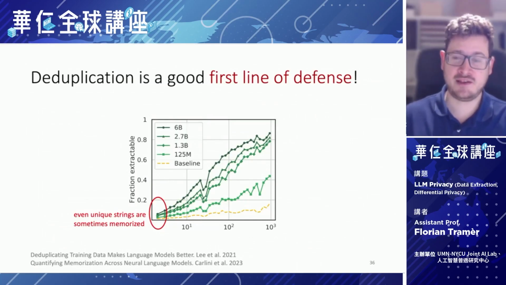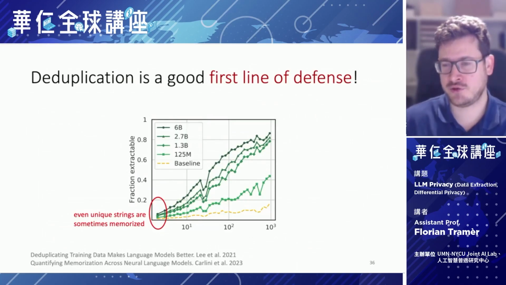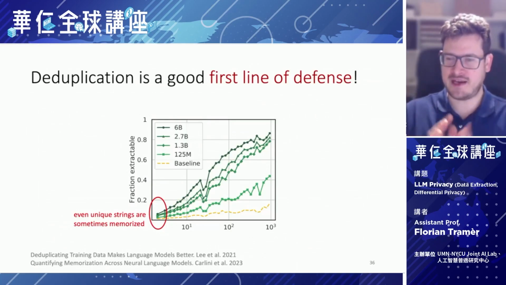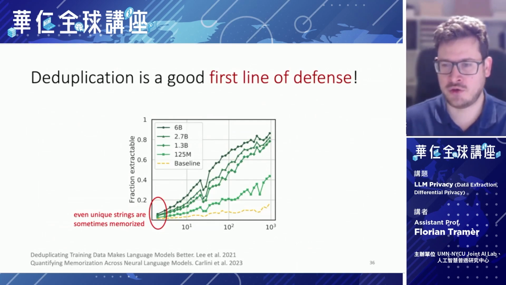And so data deduplication is certainly a good thing to do. There's also a bunch of work that suggests that it doesn't really harm performance of the model to remove exact duplicates of your data. But it's also not a bulletproof strategy. There's still going to be some data that's memorized.